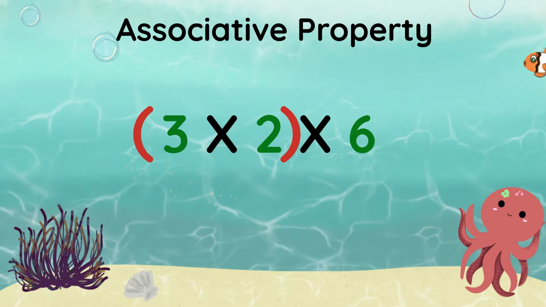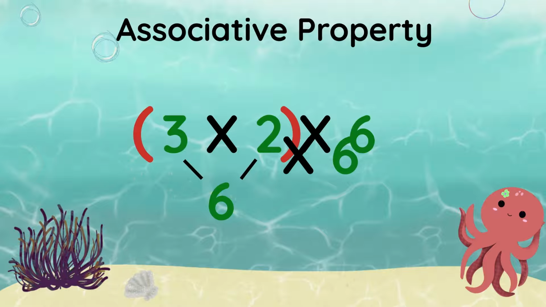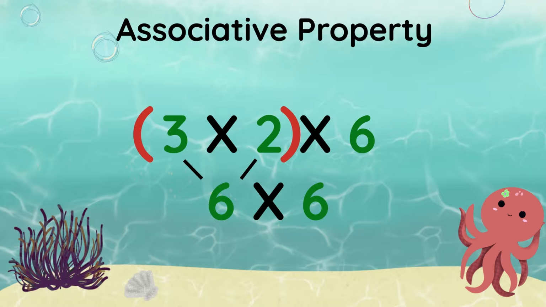Mathematicians use parentheses to identify what should be solved first in a math equation. 3 times 2 gives us 6. Next, we will multiply that answer by 6. 6 times 6 gives us a product of 36.